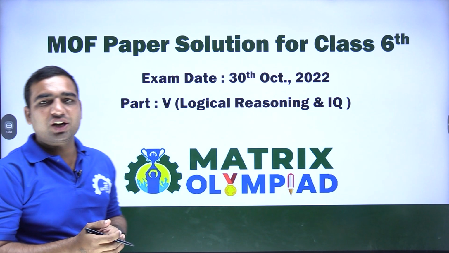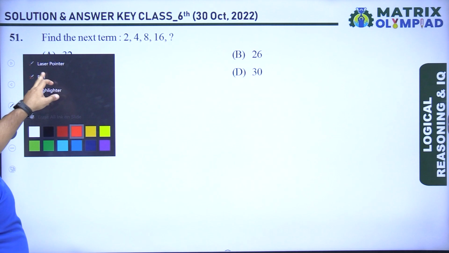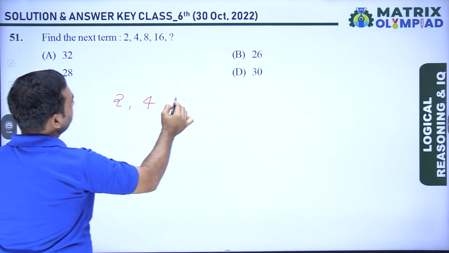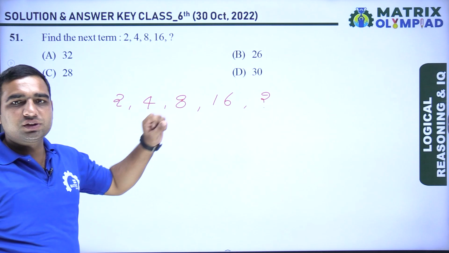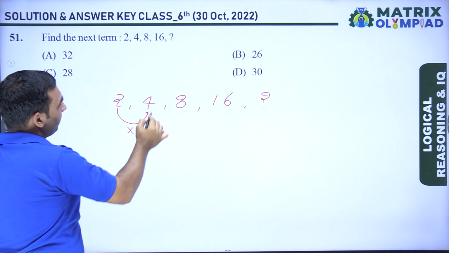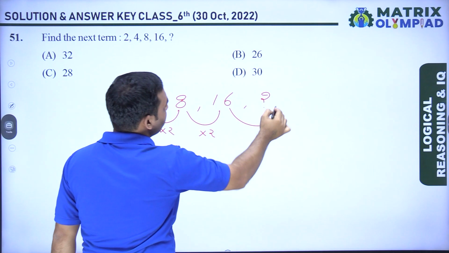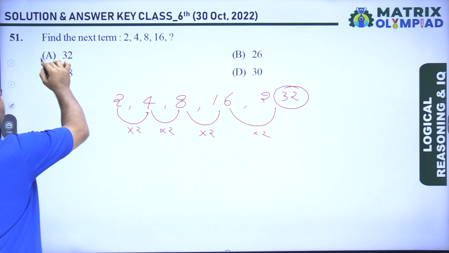Question number 1 says, find the next term of 2, 4, 8, 16. What is the next term for this given series? As you see, 2 into 2 is 4, 4 into 2 is 8, 8 into 2 is 16, then 16 into 2 is 32. 32 is our answer. Option A is the correct answer.